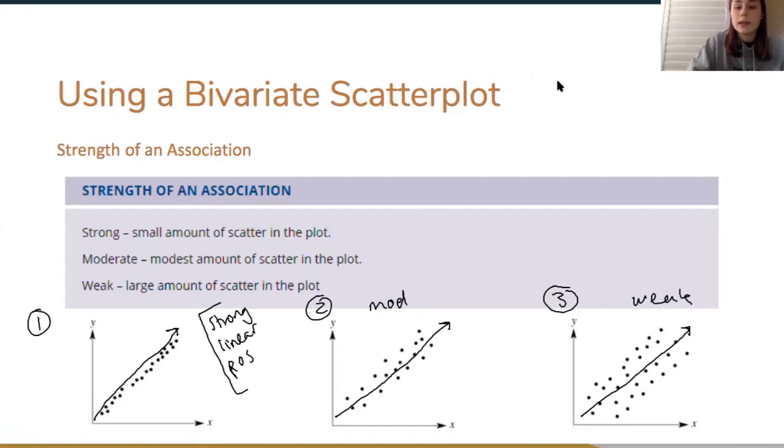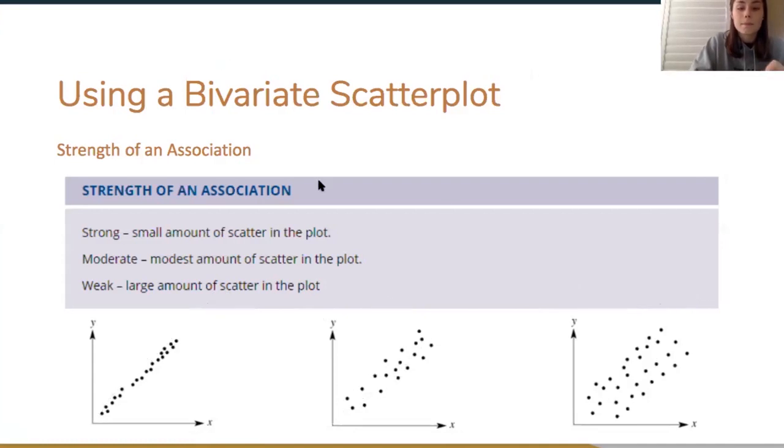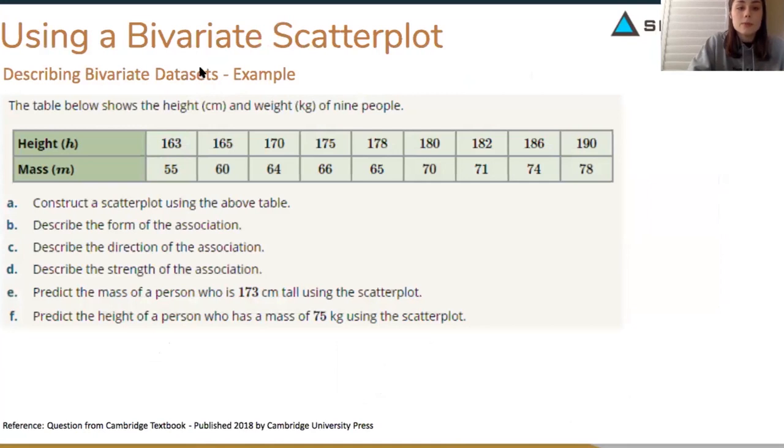So let's have a look at our next slide. We have an example describing bivariate data sets. Let's read the question. The table below shows the height in centimeters and weight in kilograms of 9 people. So they're our 2 variables, height and weight. And once again, I'm just going to quickly write on whether this is X or Y, just for myself. It says A, construct a scatter plot using the above table.